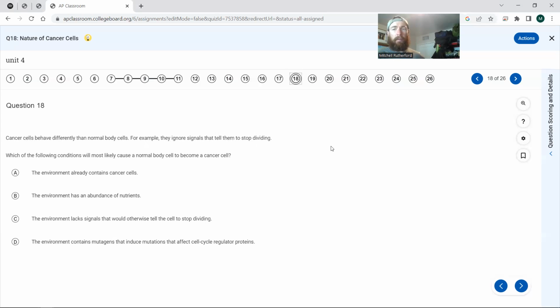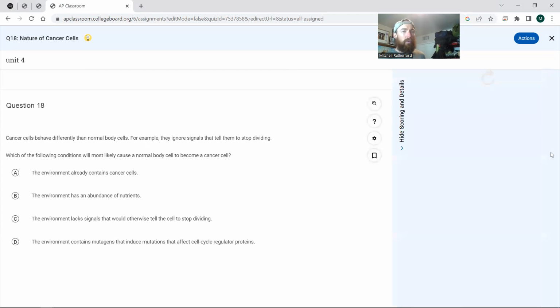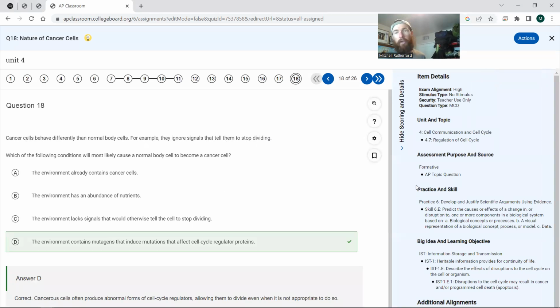Okay, now this is a cool thing about the AP test that you should know. If the answer is C here, they're telling you that they ignore signals that tell them to stop dividing. So you look at C and it says, the environment lacks signals that would otherwise tell the cell to stop dividing. So it's kind of like they just rephrased it here. Oh, okay. And it's wrong. So yeah, there's a half and half there. Great. I thought that was a really good one too. So that one totally works. I can't necessarily explain really quickly the difference between C and D, but let's move on.